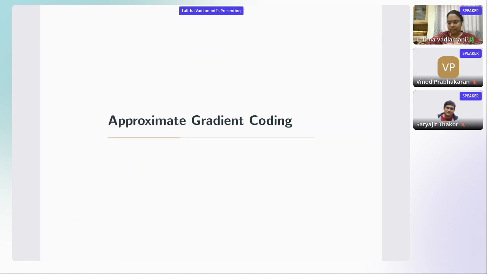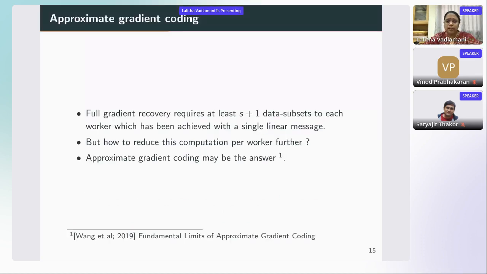But then we will go to approximate gradient coding and motivate that. Full gradient recovery requires s plus 1 data subsets for each worker. Suppose the number of stragglers is linear in the number of workers, with linear meaning a fraction. In that case, the amount of computation that each node is doing is again linear, because it is s plus 1. One thing to note here is that gradient coding itself is part of a bigger problem. Gradient descent itself is part of a bigger problem: you have to learn some parameter, right?